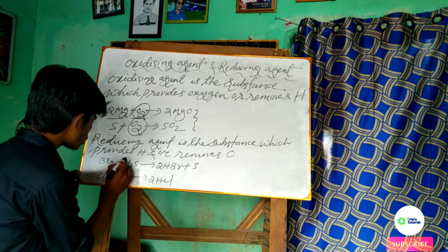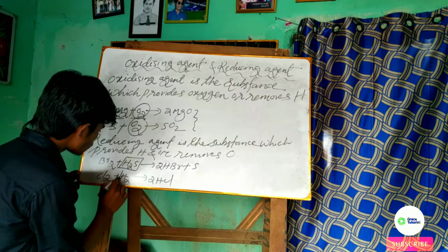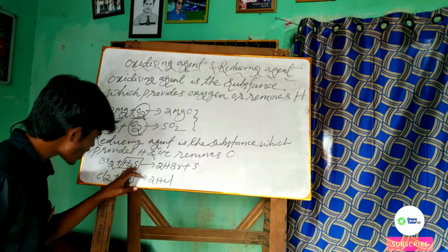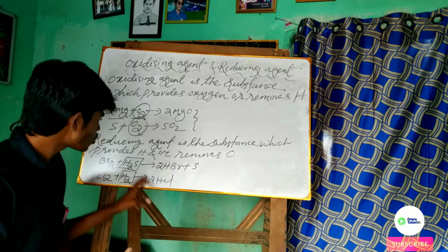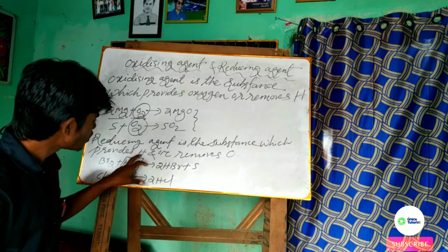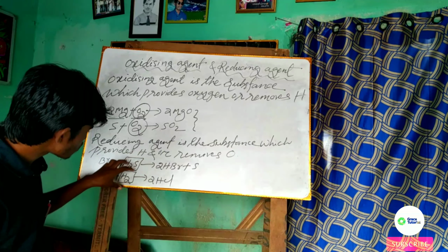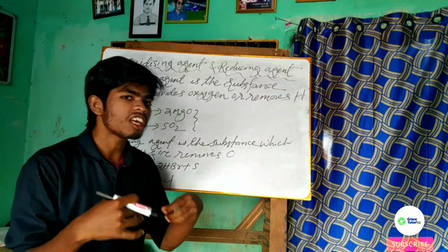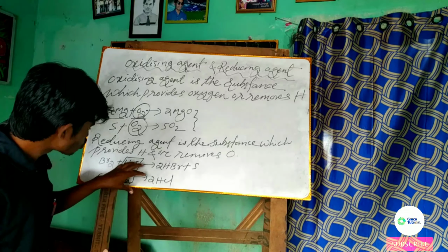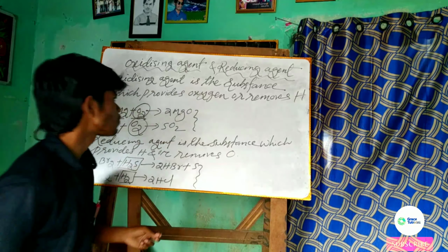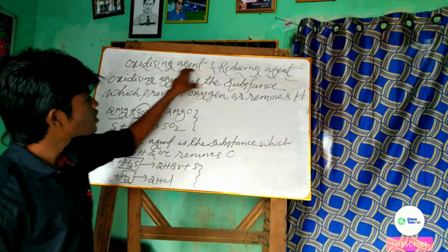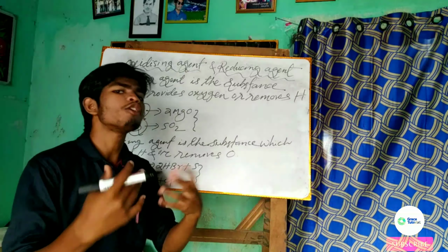Here, in this reaction, the H2S as well as the H2, that means the hydrogen sulfide as well as the hydrogen, act as the reducing agent because they provide the hydrogen. These substances are responsible for the reduction. That's why these two substances are the reducing agents in these two examples. That's all about the oxidizing agent as well as the reducing agent.